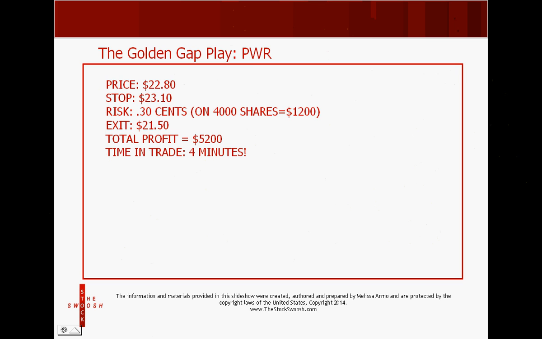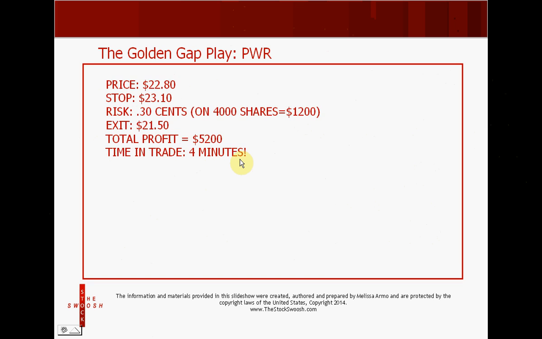So the price of the entry in PWR, and I'll go back and show you on the chart in a minute, was 22.80. I shorted it. I put in hard stops. The stop was 23.10. It was 30 cents. On 4,000 shares, it's a $1,200 risk. This is an advanced risk, okay? You can divide this by half or a quarter. Exit in this was 21.50. This is a beautiful trade. You could have made over $5,000 in 4 minutes.